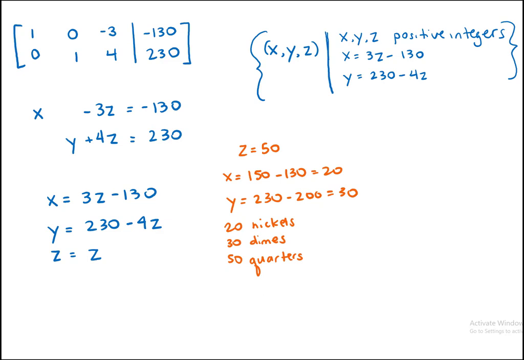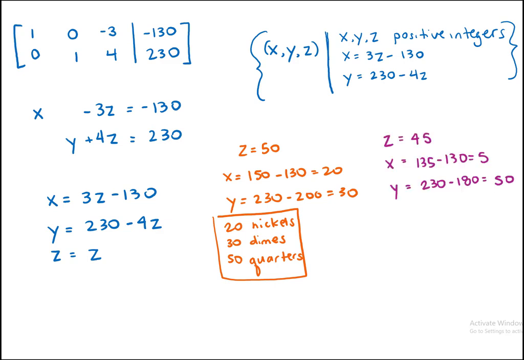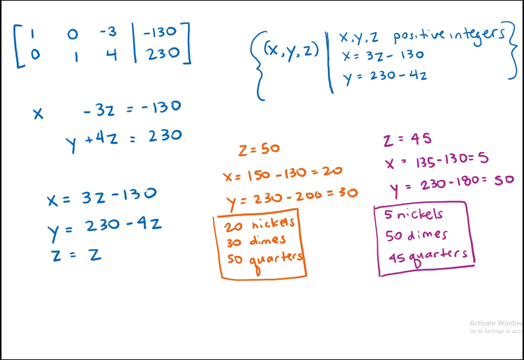And because it's a word problem, when we find the solution, we have to put the right units on it. So this would be 20 nickels, 30 dimes, and 50 quarters. Let's come up with another solution. If I plug in z is equal to 45, I get x is equal to 5 and y is equal to 50. Those are all valid values as well, so we can count that as one of our solutions. And so that would be 5 nickels, 50 dimes, and 45 quarters.